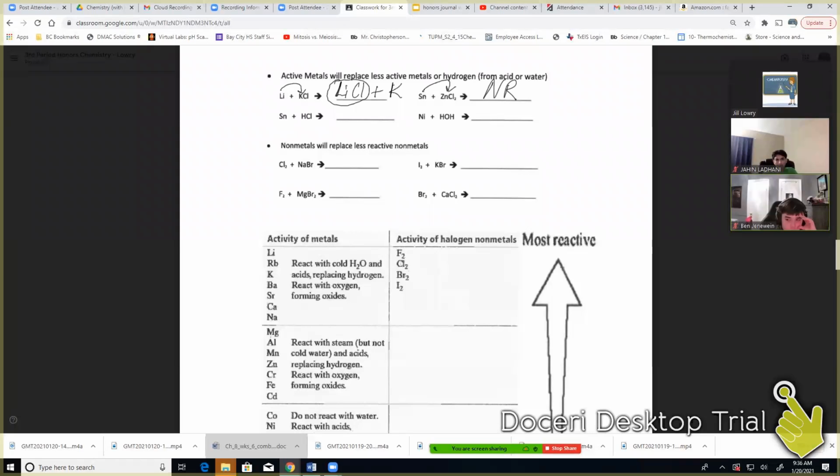Over here, we'll do our next one. Tin is trying to replace hydrogen. I know hydrogen is a nonmetal, but it's an exception on these. Is tin higher than hydrogen? Yeah, so that's going to be a good reaction.